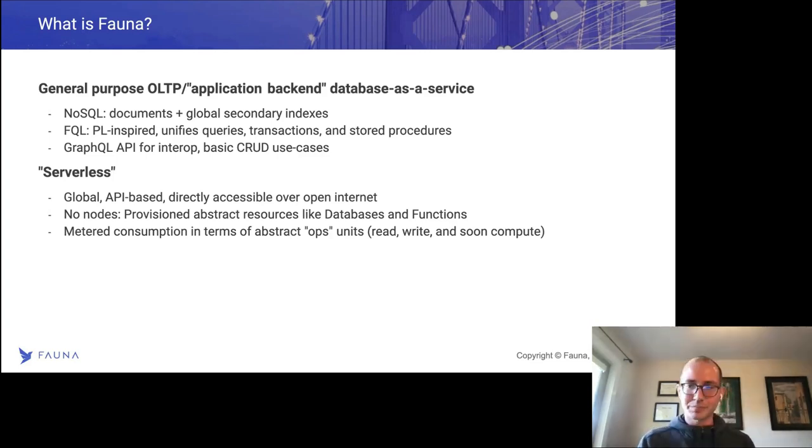The other interesting aspect of Fauna is that we like to call it serverless. I know that's kind of a weird, scary buzzword, and I find it reminiscent of cloud back in the day. But I think the real idea behind serverless is a system designed to remove the node or the server as an abstraction in your application architecture. For Fauna, that means we deliver it as a global API that's directly accessible over the open internet, protected by keys, and supports cheap sessionless connections and requests. You don't provision nodes, you provision abstract resources like databases, and consumption is metered in what we call ops: abstract reads, writes, and compute.